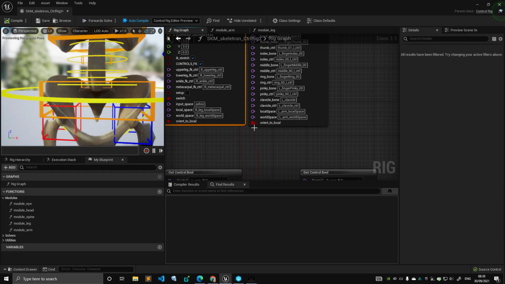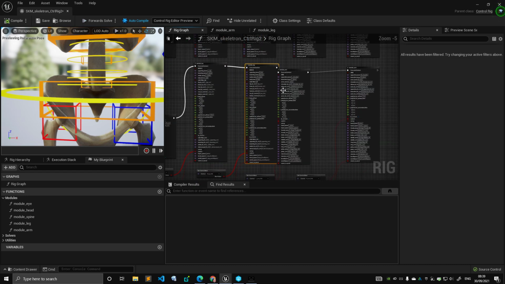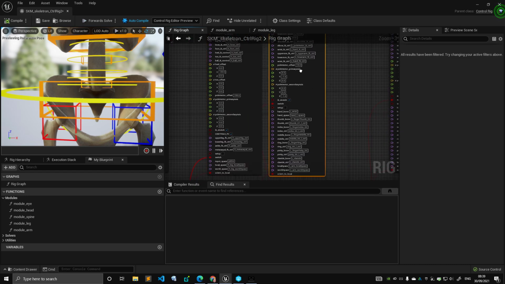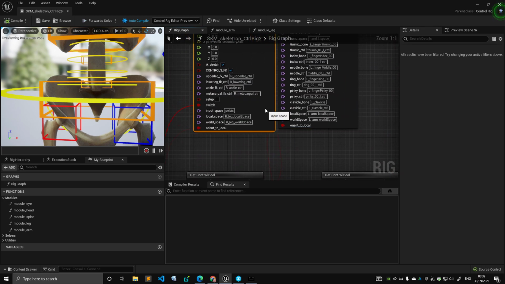If I look at the arm, starting from the bottom is orient to local. We have the same. World space is the same. Local space. And then I simply add a clavicle bone and clavicle control. And actually, the clavicle bone is my input space. Okay? So I just added these at the very end. Although, once we go through the cleanup, I will rearrange this stuff so it looks much better. But it's the same identical.